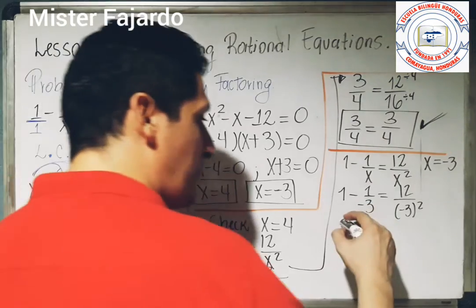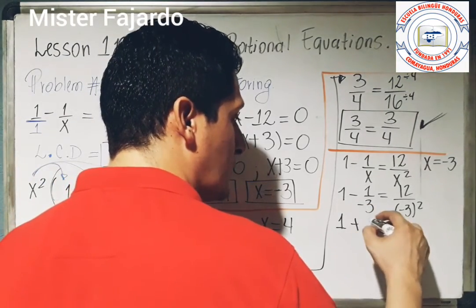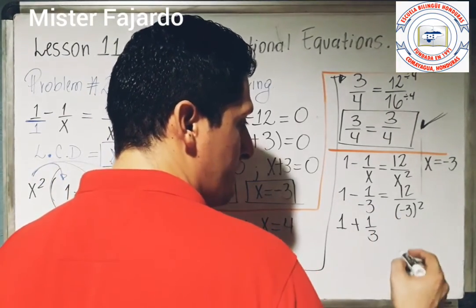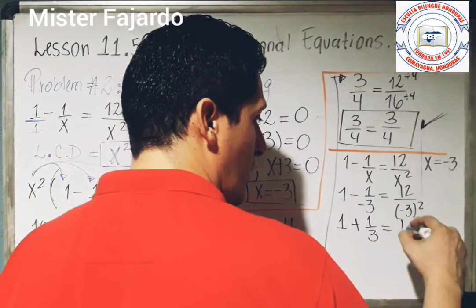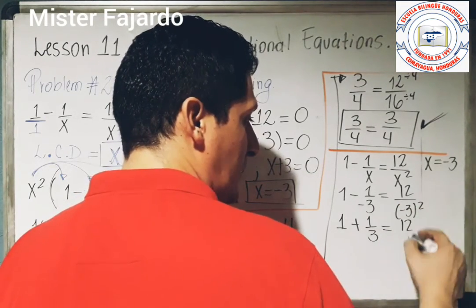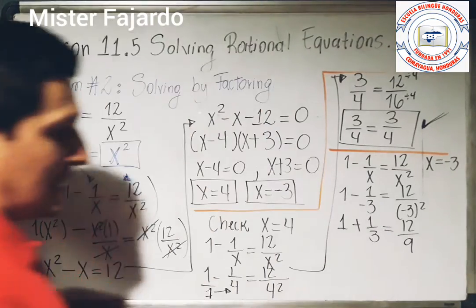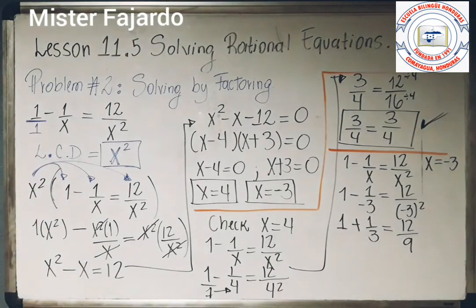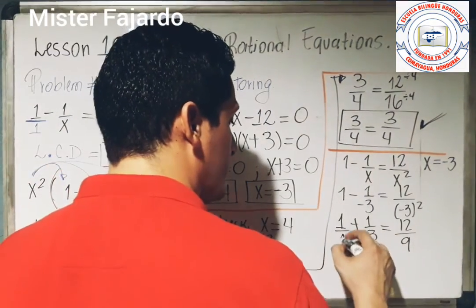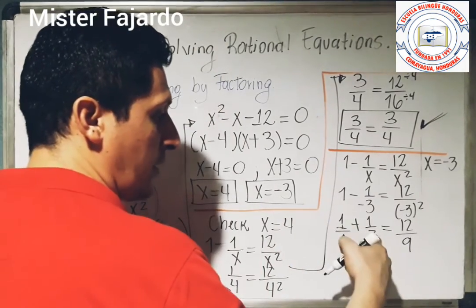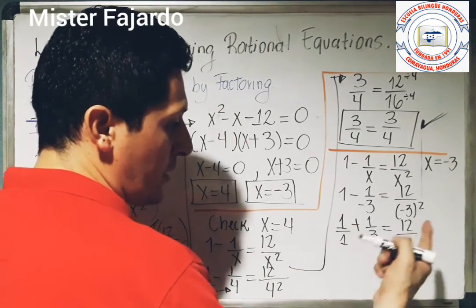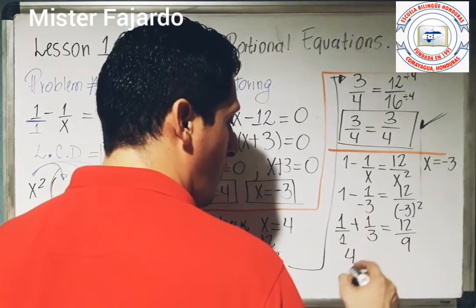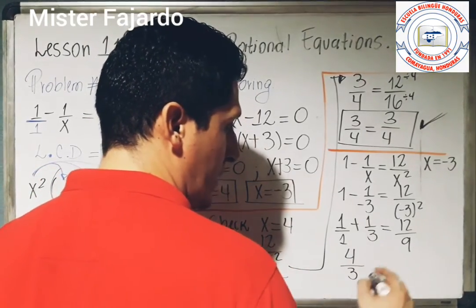Negative and negative is going to be positive. It means that you're going to have 1 plus 1/3. Okay? That is going to be equal to 12 over negative 3 times negative 3, which is positive 9. Okay? Again, it's like if you have 1 here. Cross multiplication, 1 times 3 is 3. 1 times 1 is 1. 3 plus 1 is going to be 4 over 3. Okay?